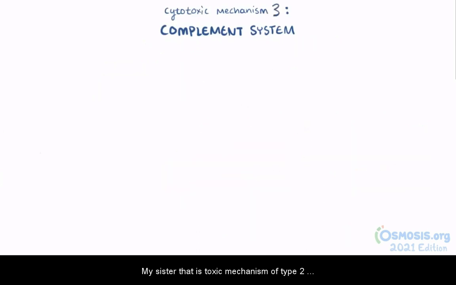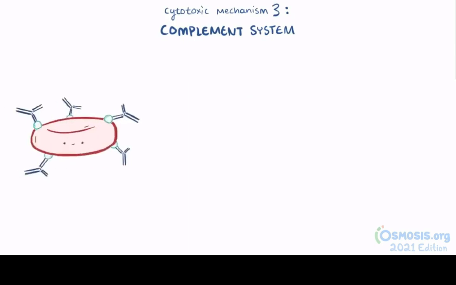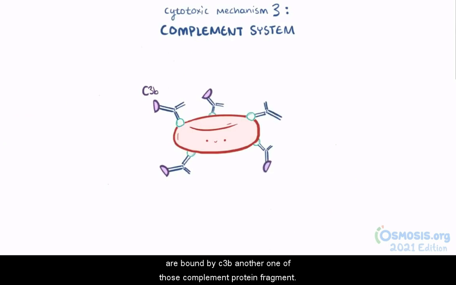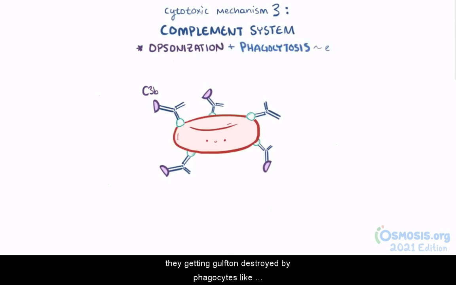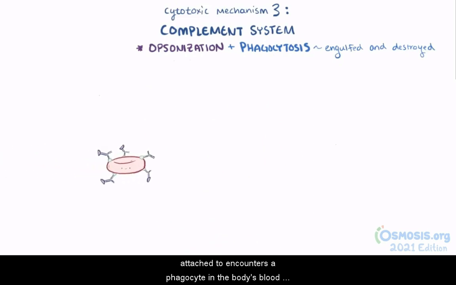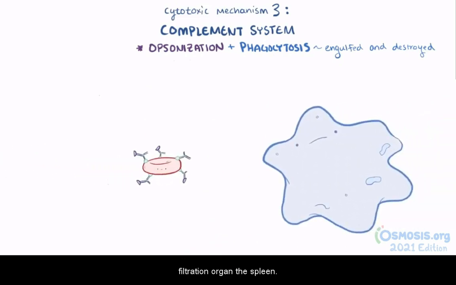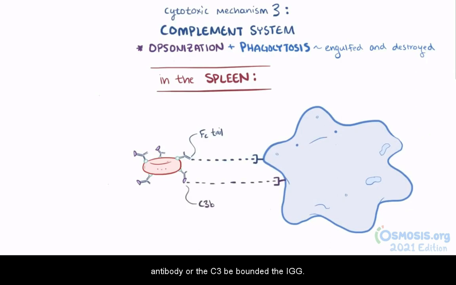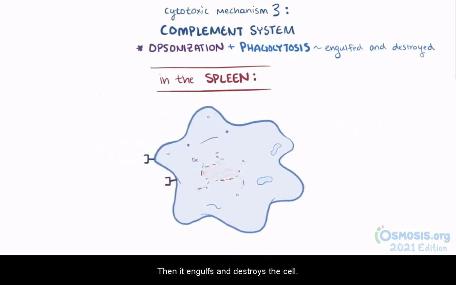Alright, so the third cytotoxic mechanism of type 2 hypersensitivity happens when IgG antibodies coat a blood cell that are bound by C3b, another one of those complement protein fragments. At this point, we say that the cell has been opsonized, which means it's targeted for phagocytosis, which is where they get engulfed and destroyed by phagocytes like macrophages and neutrophils. Once opsonized, the antibody-antigen complex in the cell it's attached to encounters a phagocyte in the body's blood filtration organ, the spleen. And the phagocyte targets the cell by binding to the Fc tail of the antibody or the C3b bound to the IgG. Then it engulfs and destroys the cell.